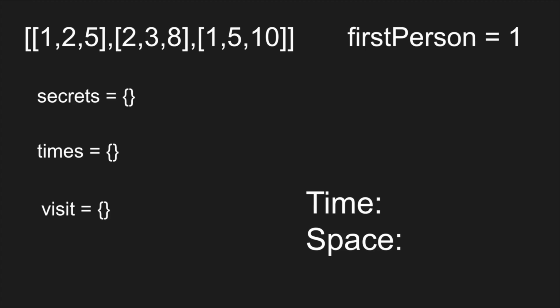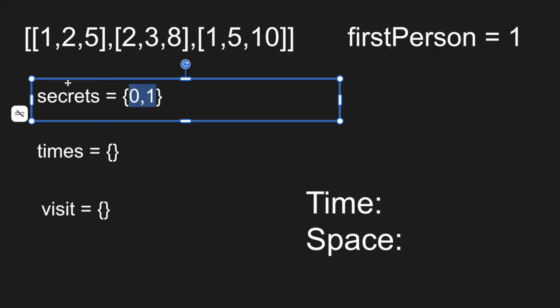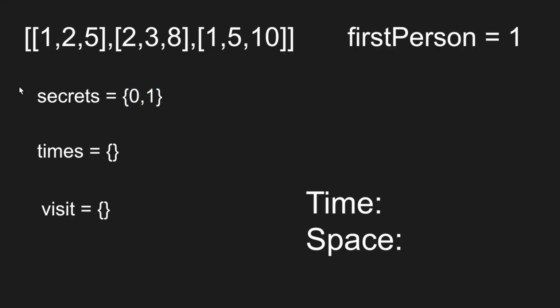So let's go through this example real quick. At time 0, 0 and 1 have a meeting, so we add these 2. Person 0 and person 1 know the secret, and now we will set up a times adjacency list.